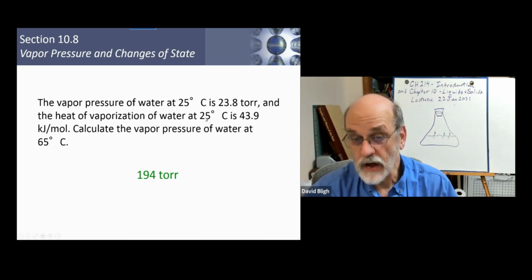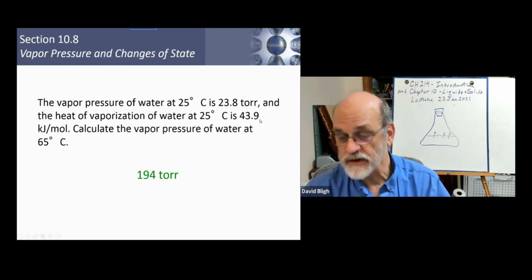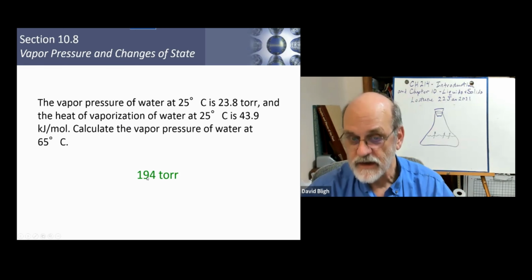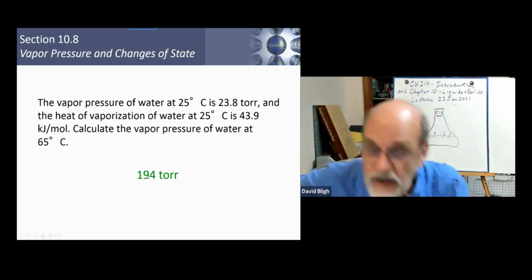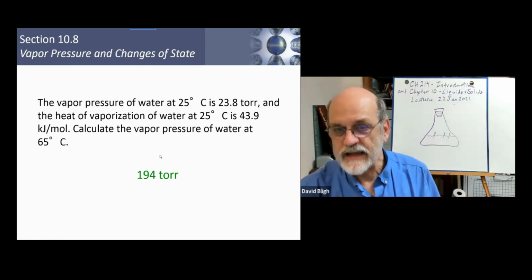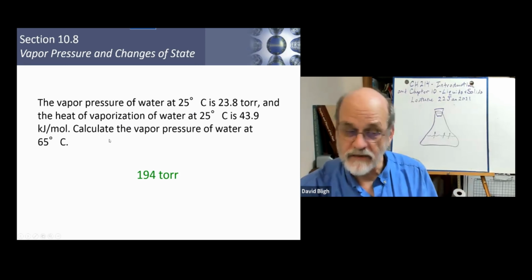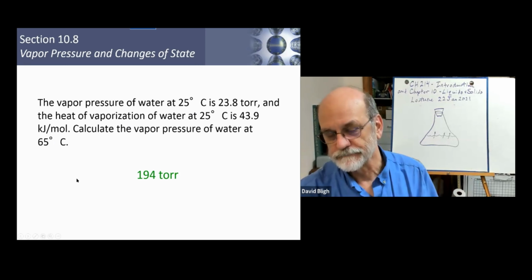All we need is one unknown. And in this case, we were solving for what's the vapor pressure at a different temperature. If we knew the heat of vaporization was 43.9 kilojoules per mole, we plug it into the equation along with these other variables and find out that the expected vapor pressure is 194 torr if we increase the temperature of water from 25 to 65 degrees centigrade.